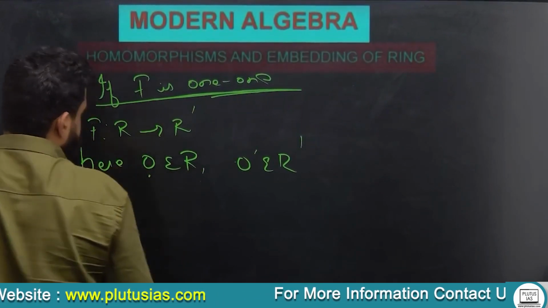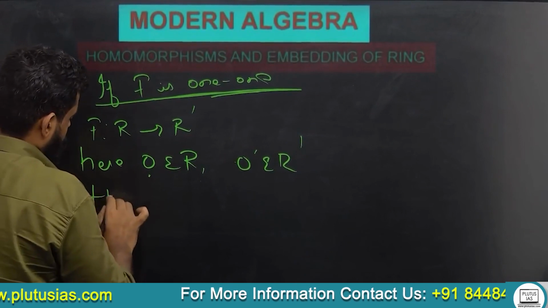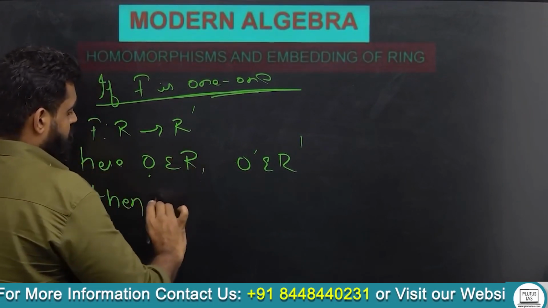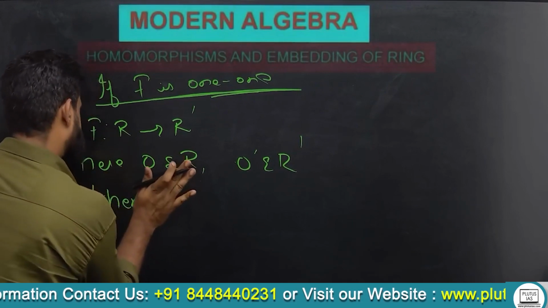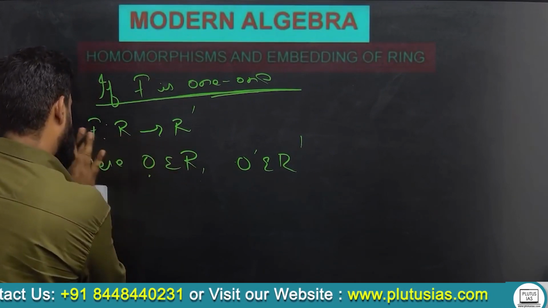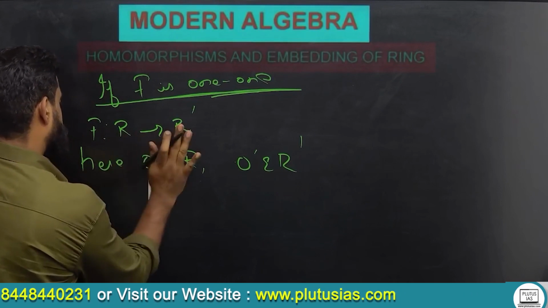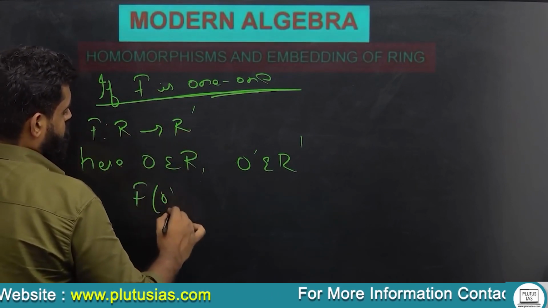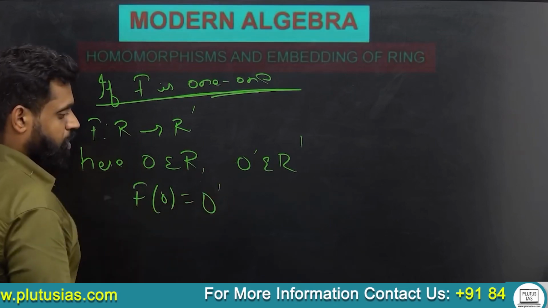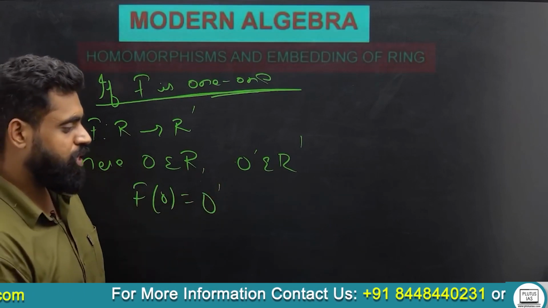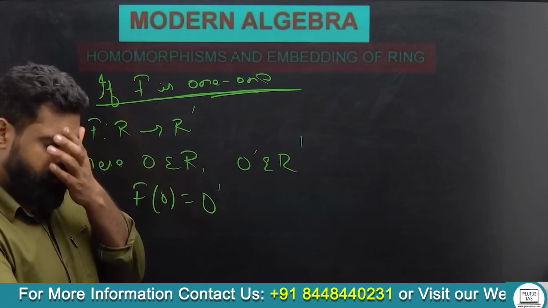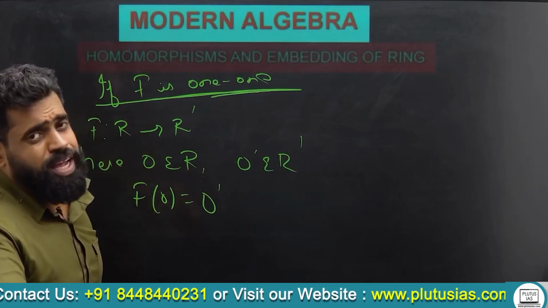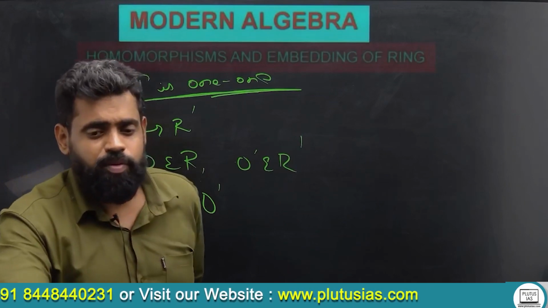Then it can be easily seen that f(0) is equal to 0'. It can be proved using any of those theorems. It is very easy to prove that.